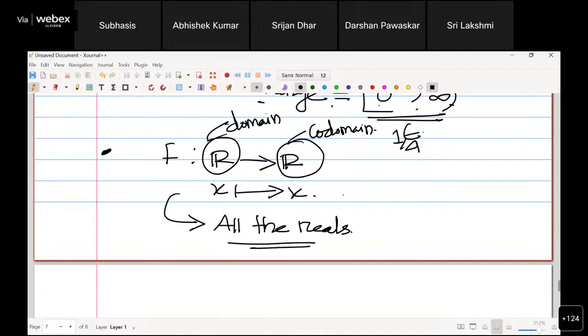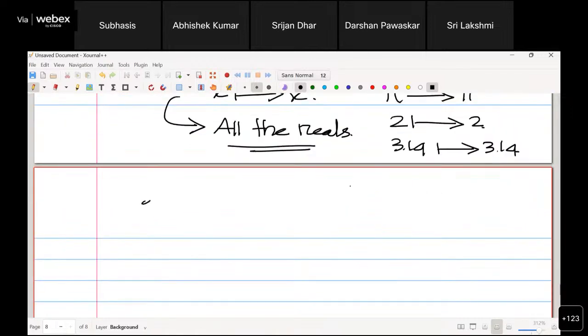Because if I take pi as my input, then I will get pi. If I take 2 as my input, I will get 2. If I take 3.14 as my input, I'll get 3.14. So all the reals are actually the range. So here range and codomain are the same. Okay. So next example, let's take this one.